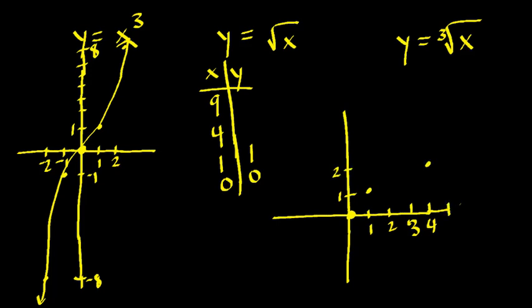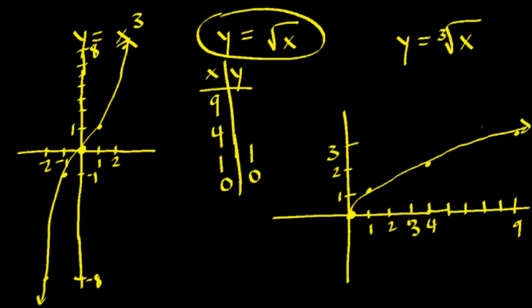If we went further out, 5, 6, 7, 8, 9, the square root of 9 is 3, and that point is on the function. Since we can't get a negative when we take a square root, this graph will only be in the positive region. So this is the graph of the parent function y equals square root of x. Now let's take a look at the graph of y equals cube root of x.